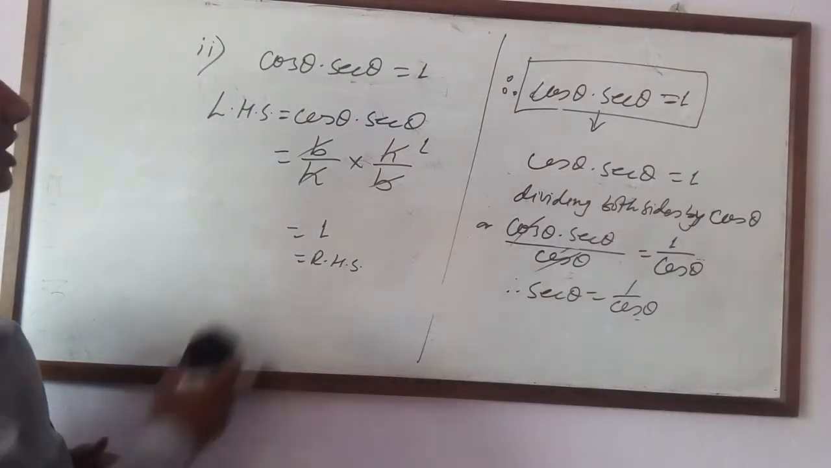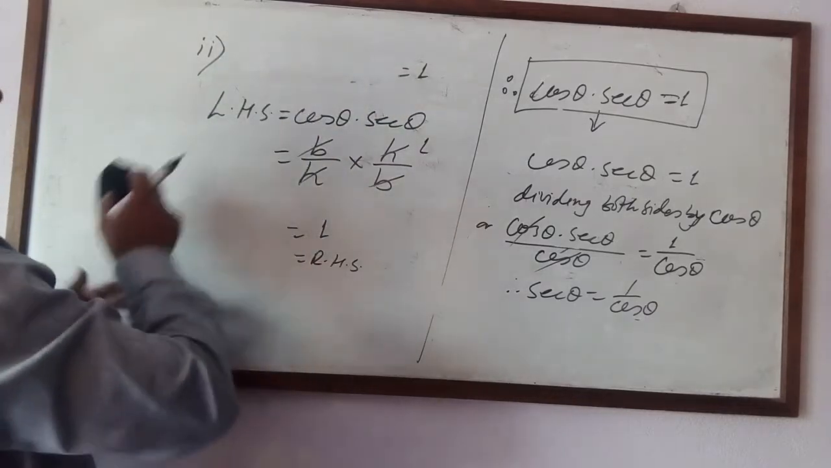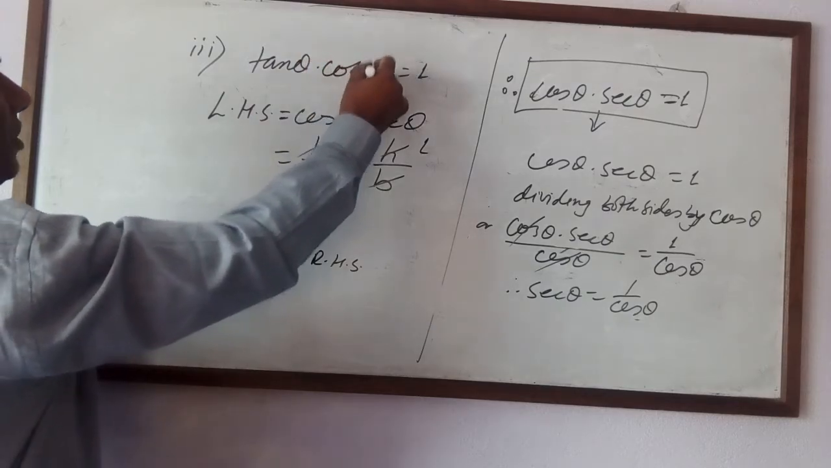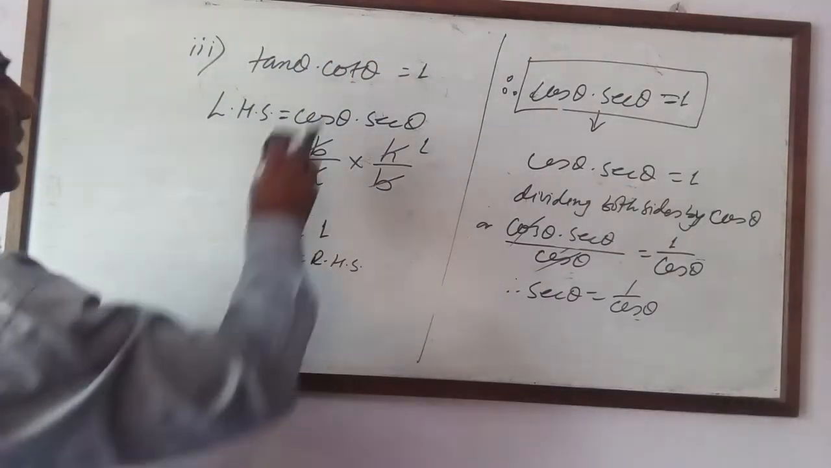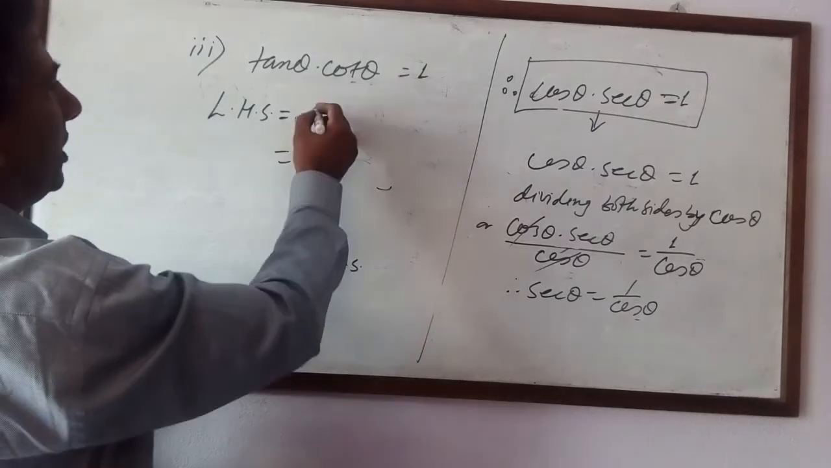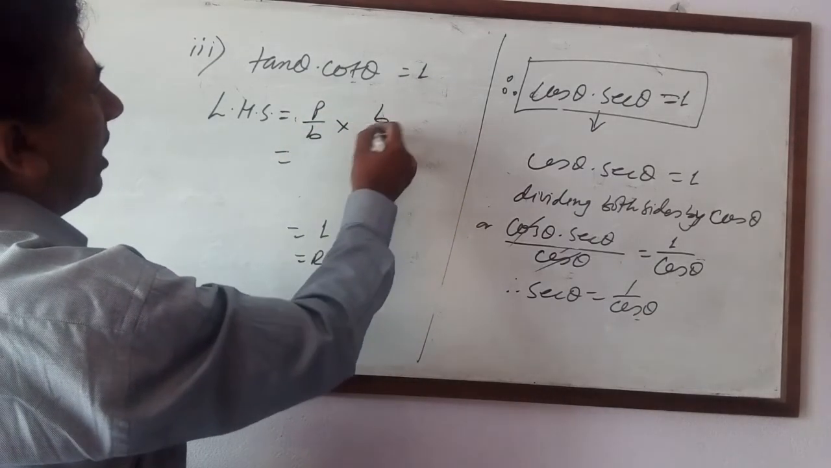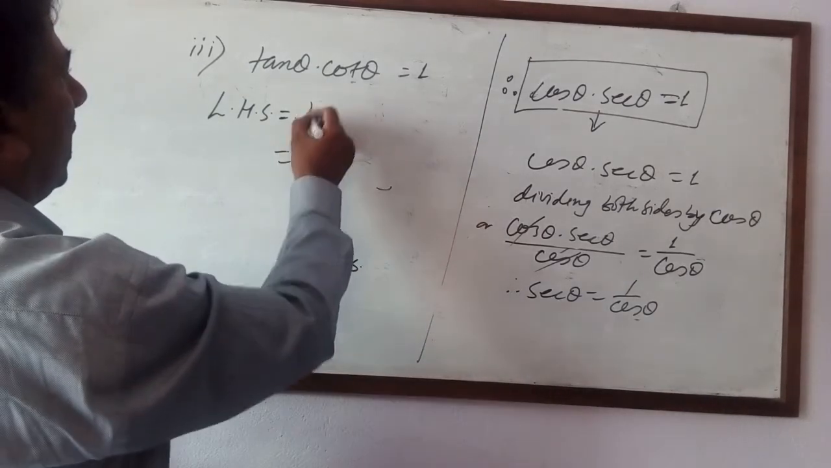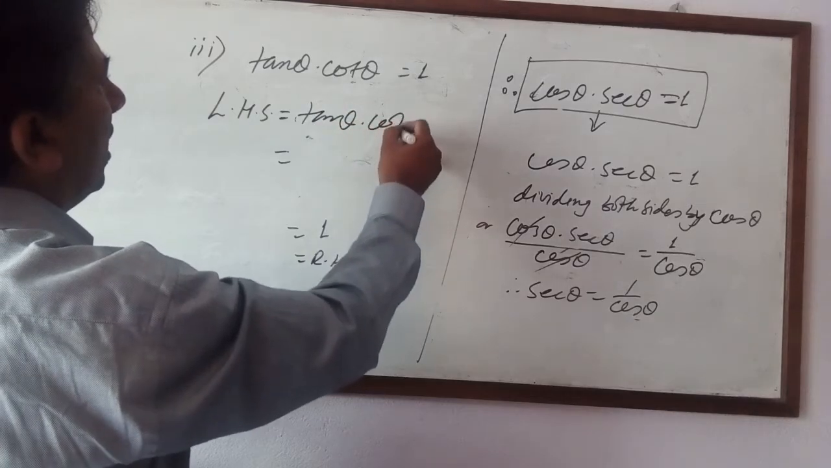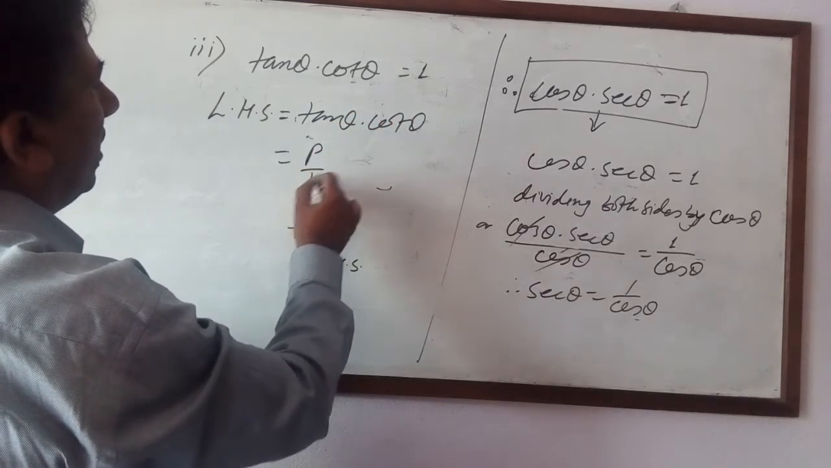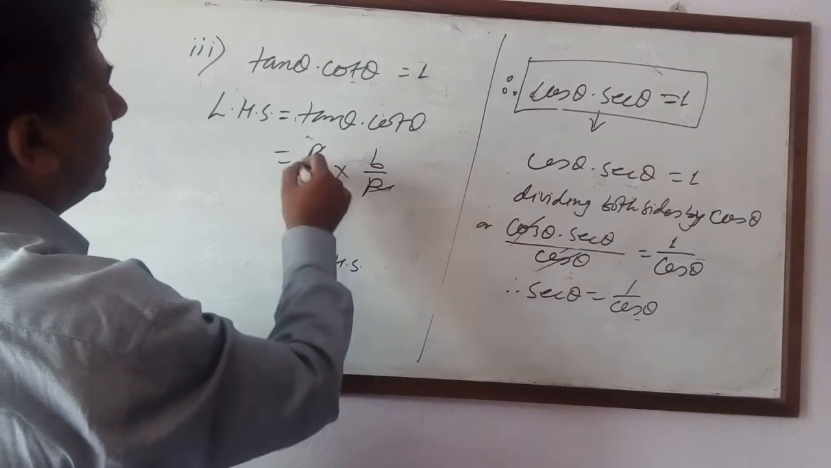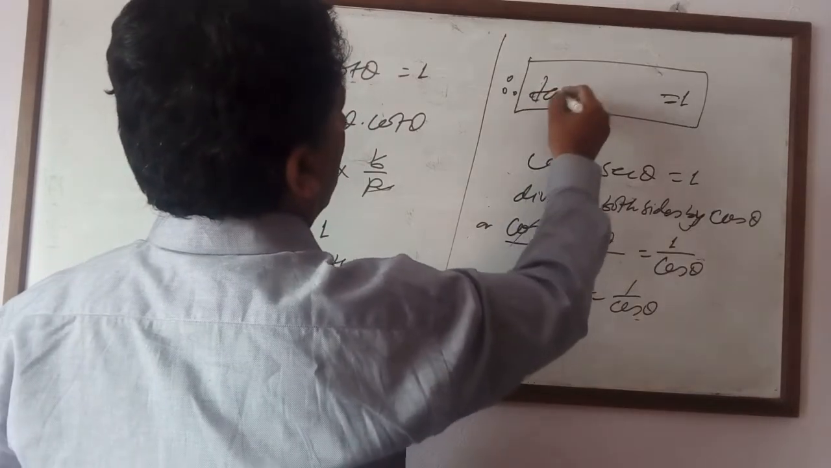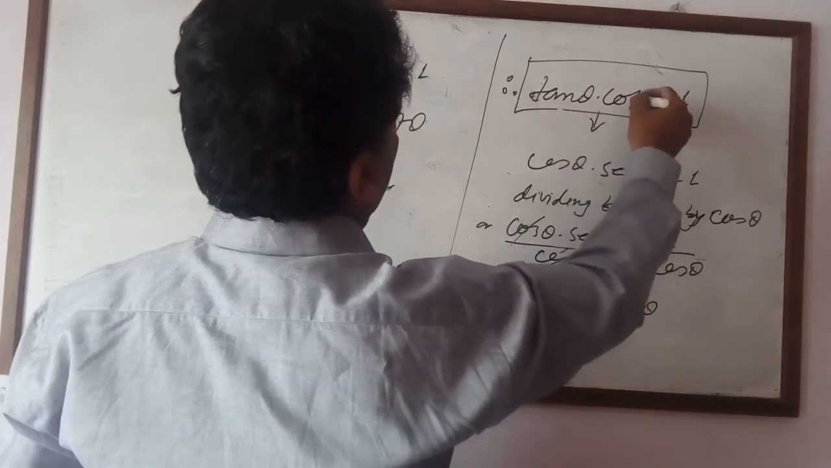Now the last one you have to prove yourself, that is the third one: tan theta times cot theta equals 1. Now you can prove this. Tan theta means P by B, cot theta means B by P. Tan theta times cot theta, P by B times B by P, this and this cancel, giving 1.